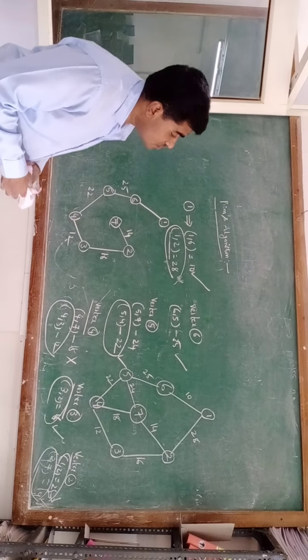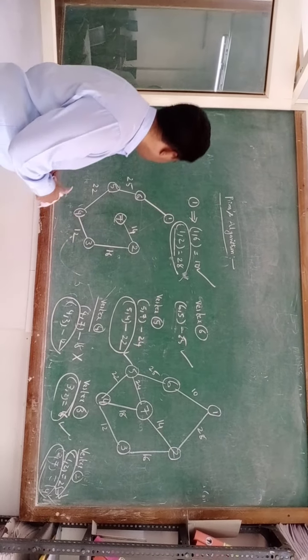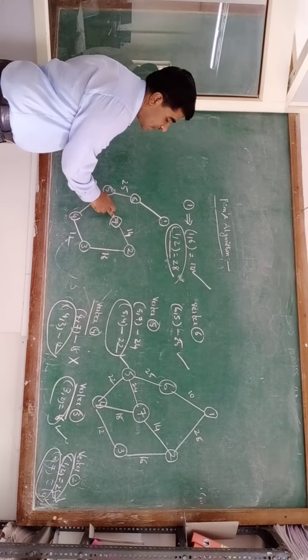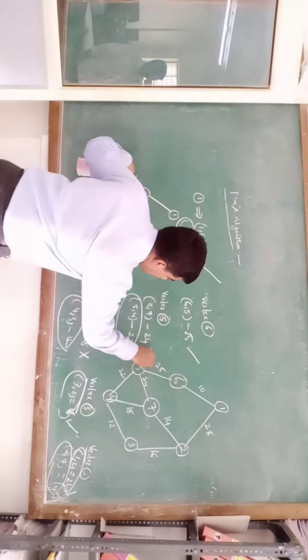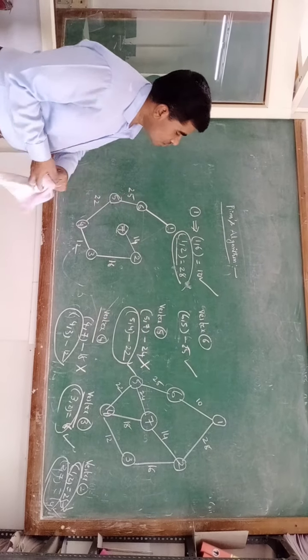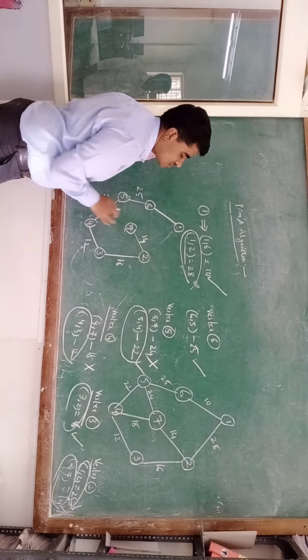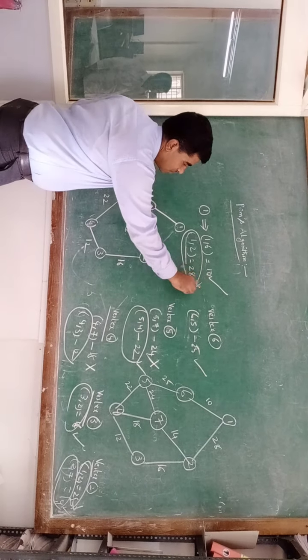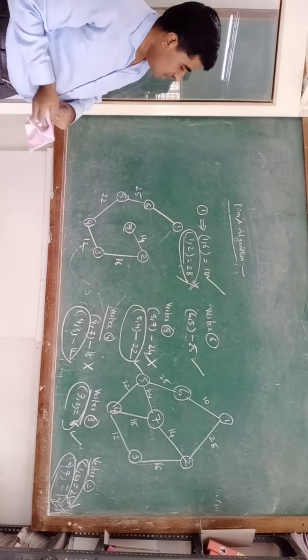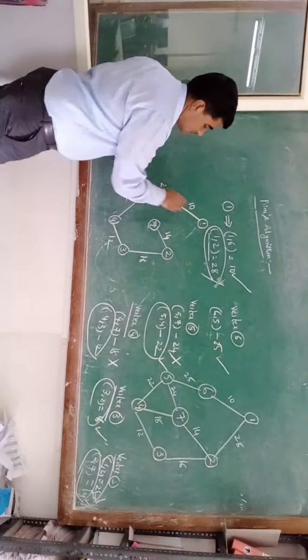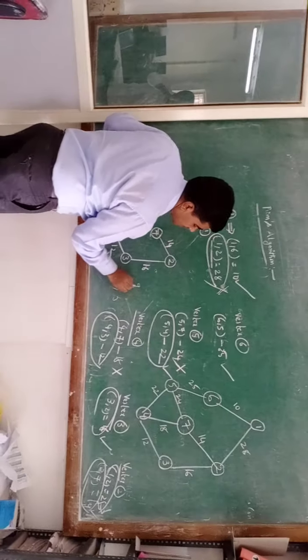Next again, which one is remaining? 5 to 7 is remaining. If you add 5 to 7, what will happen? It will form a cycle. So we have to avoid this one also. Next 28 is remaining. If you add 1 to 2, 28, it will also form a cycle. So we have to avoid this. So these are the edges included in the spanning tree. Total cost of this one is 99.